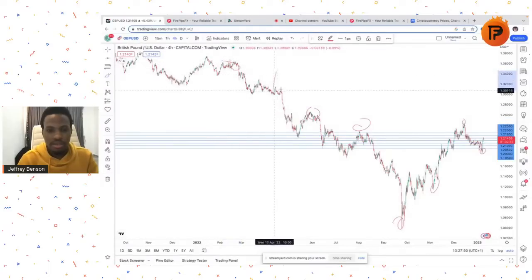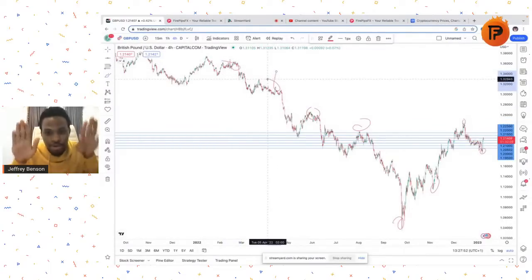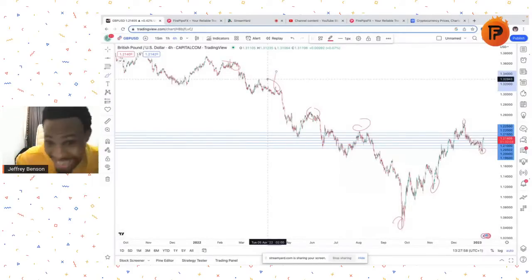Can you see? In as much as you can spot things like this on your TradingView right now, or your MetaTrader on your phone, trust me, you can plot a fantastic trend line right now, as a matter of fact.